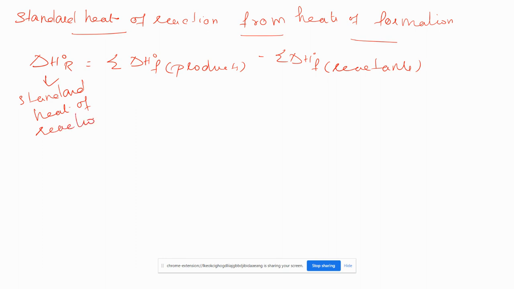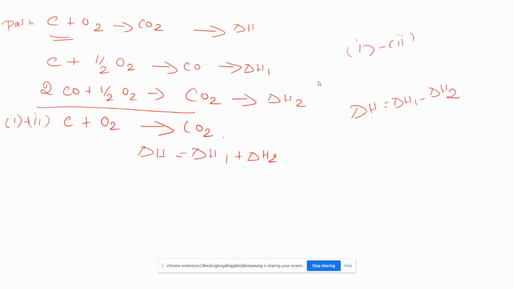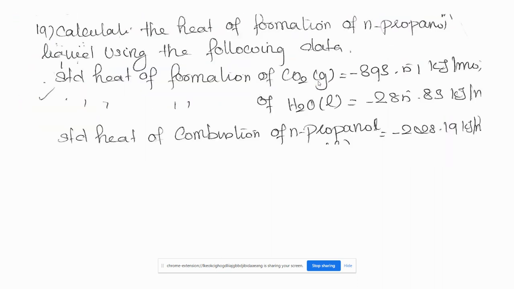The standard heat of reaction is defined as the difference between the algebraic sum of the standard heat of formation of products minus the algebraic sum of the standard heat of formation of reactants. This formula you should remember very well. Related to enthalpy and standard heat of reactions, we are going to see the problems related to this.